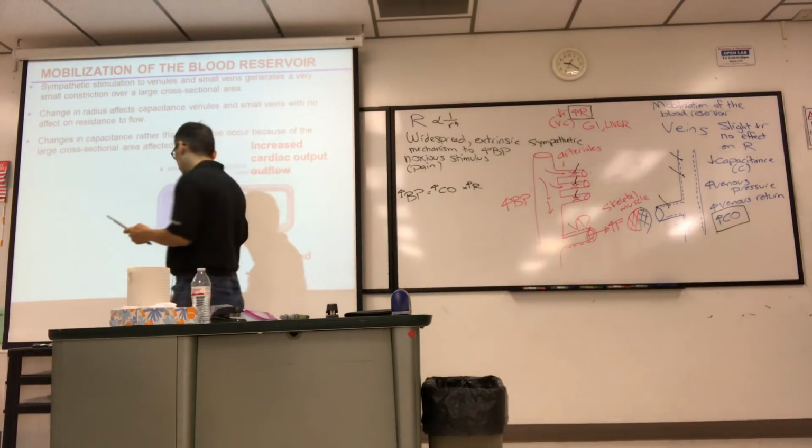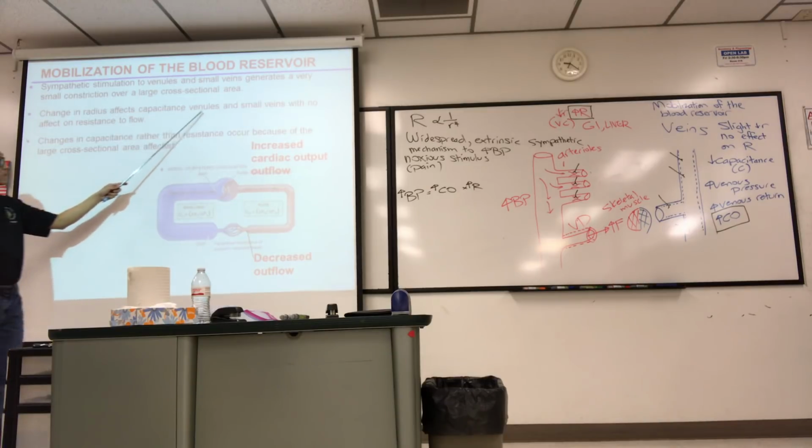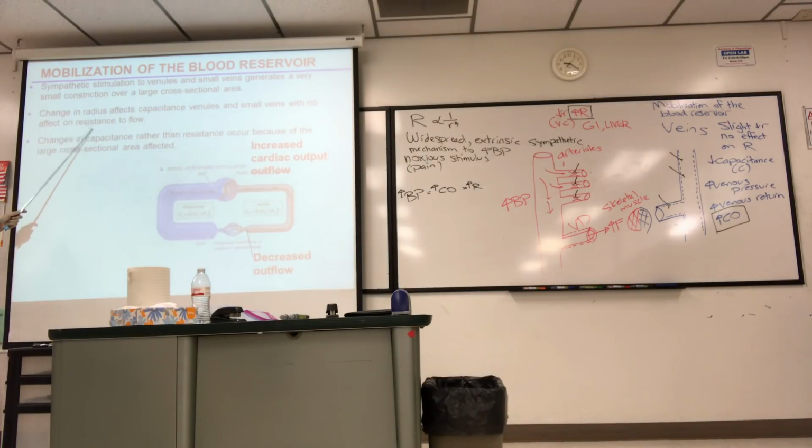So let me read what I have on the slide. It should reflect what I wrote over here. The sympathetic stimulation to the venules and small veins generates a small constriction over a large cross-sectional area. So paraphrase what I said over there. I said slight decrease in little r, right? No effect on big R. The change in radius affects capacitance, right? Not resistance. Change in radius affects capacitance, venules and small veins with no effect on resistance to flow. Changes in capacitance rather than resistance occur because a larger cross-sectional area is affected.